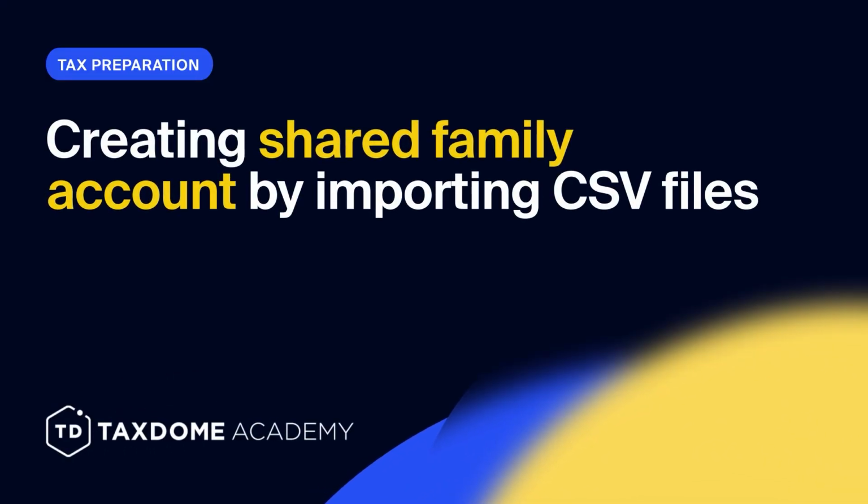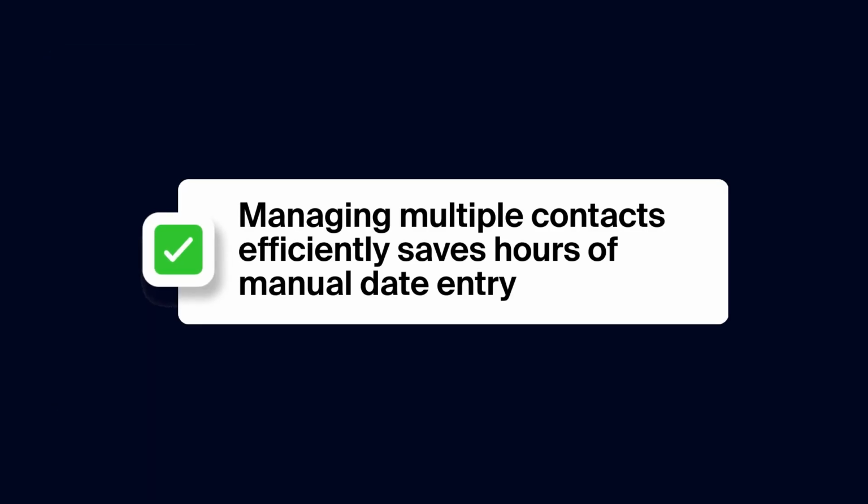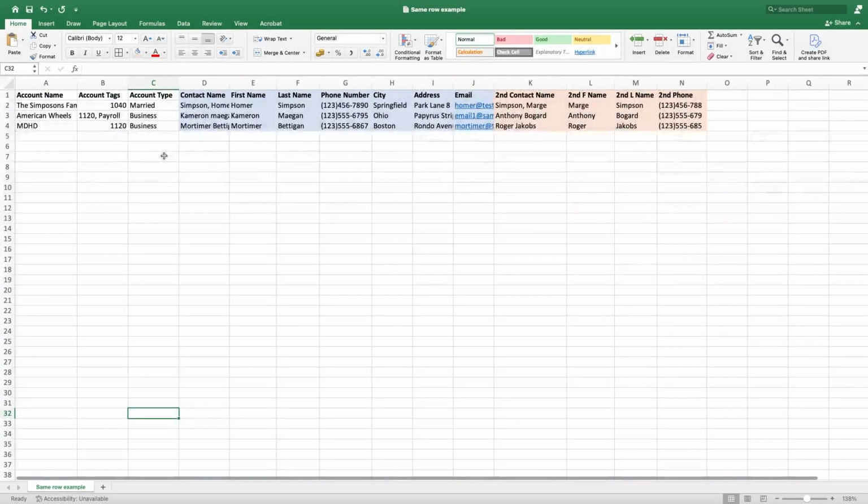Create shared family account by importing CSV file. This client import method is especially helpful when your spreadsheet contains all contact details in a single row, like in the example shown here. In this case, I have columns for both the primary taxpayer and their spouse.